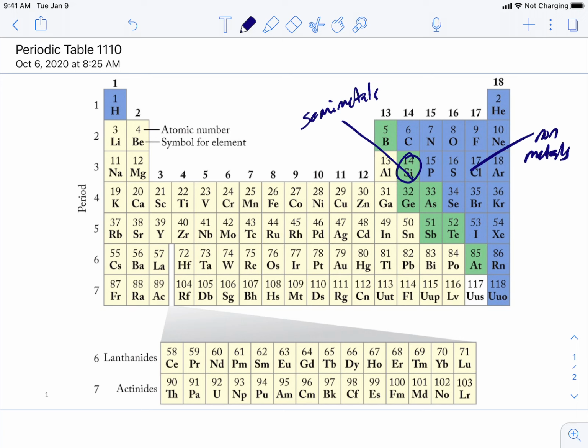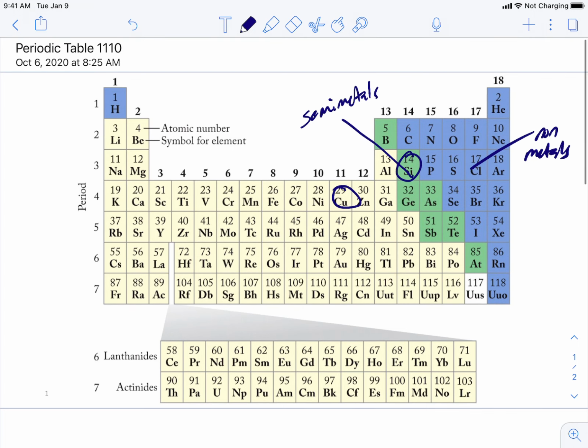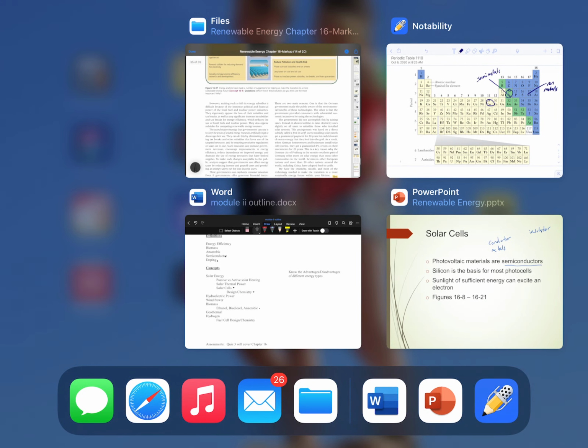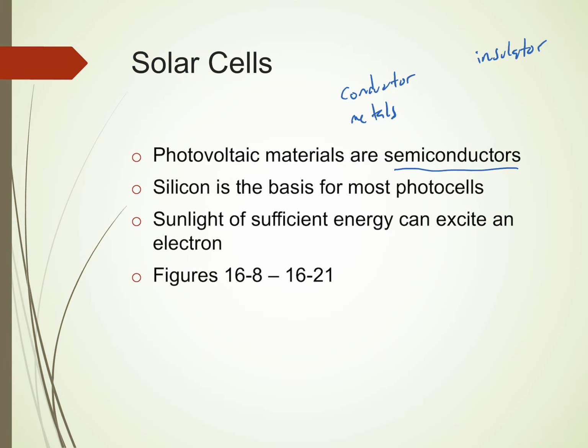So think about it, there's copper, great conductor of electricity, right? What do we make our heating pans out of, for cooking? We make them out of metals because they're great conductors of heat. We're interested in electricity, but conductors in general are good conductors of heat and electricity. Insulators are not good conductors. So these are somewhat in between. And silicon is the basis for most solar cells.